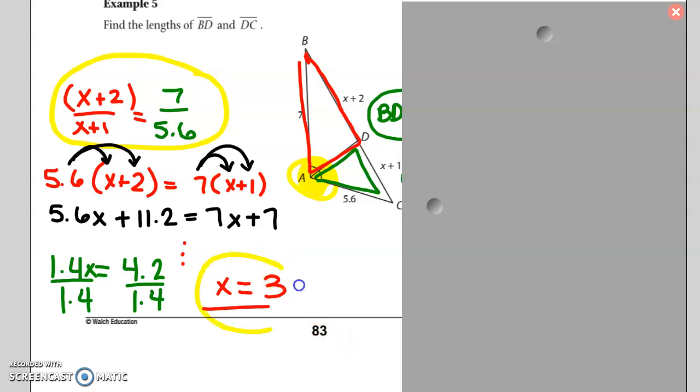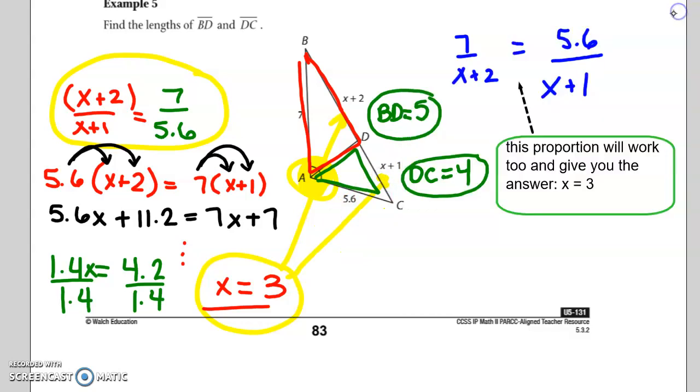Now, it's great, x is 3, but make sure you substitute it back in to actually find what segment BD and DC are. Again, I just wanted to show you this is totally another way you could set up your proportion and you will still get your answer of x being 3.